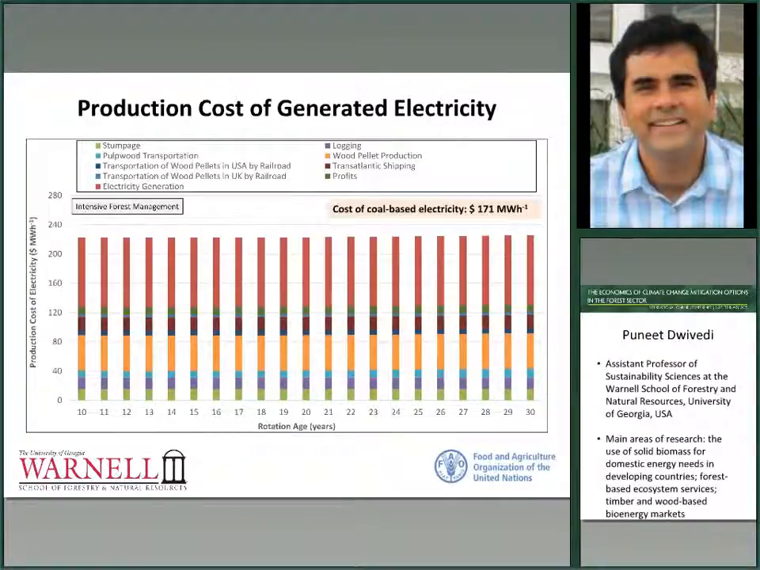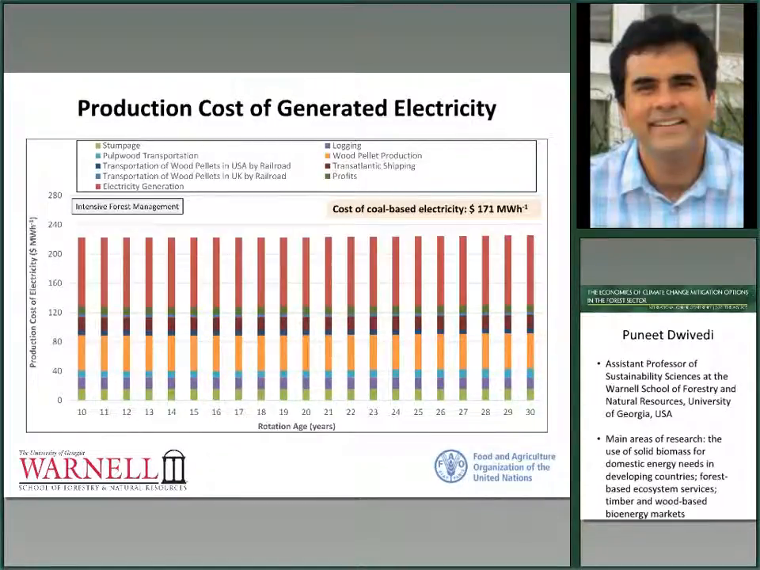The unit cost of electricity generated from imported wood pellets was at least 30% higher than the unit cost of electricity generated from coal in the United Kingdom. The unit cost related to the steps of electricity generation at the Drax power plant and wood pellet production on an average contributed about 42% and 22% towards the unit cost respectively.